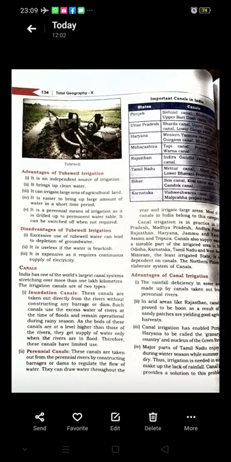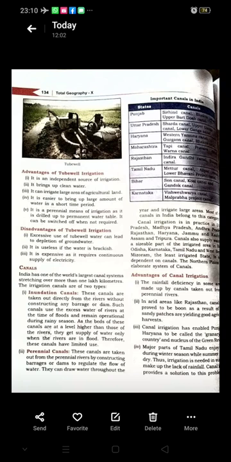Now what is an inundation canal? What does the word inundation mean? The word inundation means flooding. So when the flooding takes place, the water fills these canals. That is why they are called inundation canals.